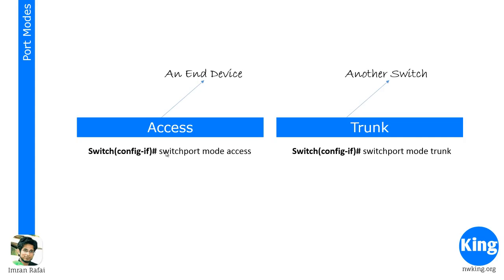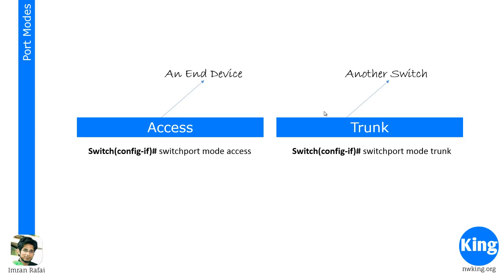So like I said, the first mode we're talking about is the access mode, and this mode is used if you are connecting that particular port to an end device, like your computer or your desktop. The other mode a switch port can take is known as the trunk port, right? So what's a trunk port? A trunk port is a port that is connecting two switches. So if you're connecting a port of a switch to another switch, that particular port should always be a trunk, right?